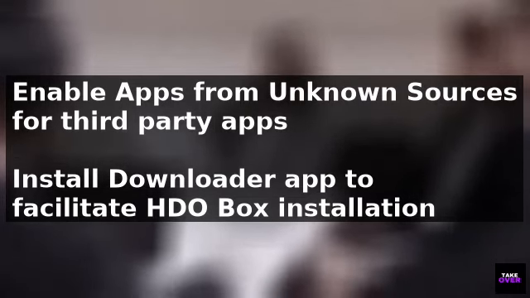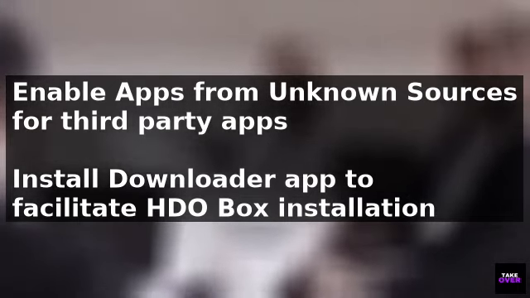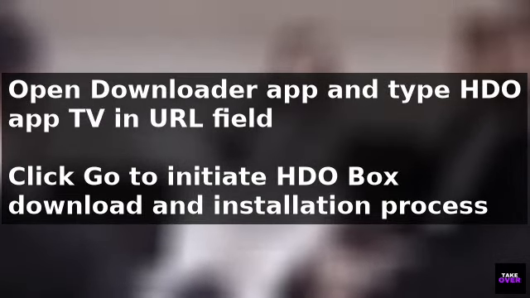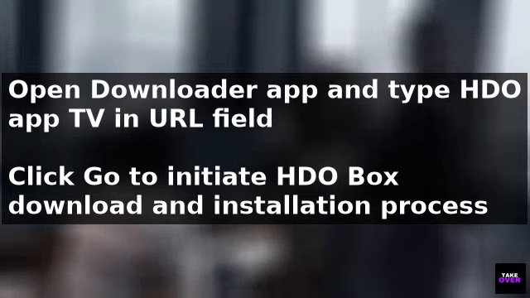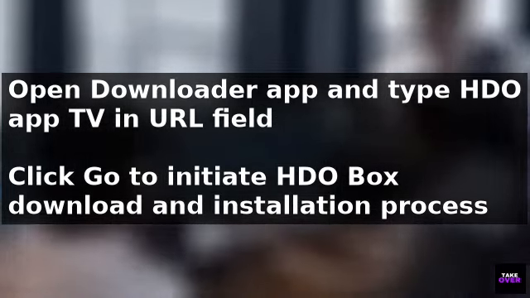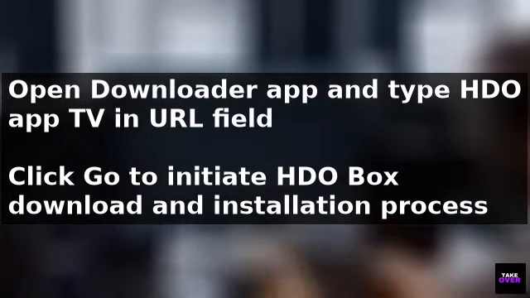Next, install the Downloader app, and once installed, open it and type hdo.app.tv in the URL field. Then click Go to initiate the download and installation process. After HDO box has been installed, click Install and then Done to complete the process.